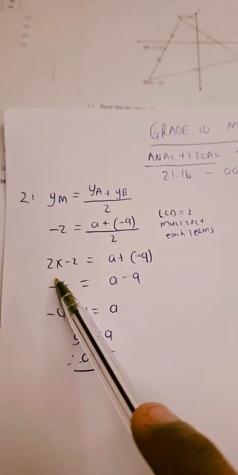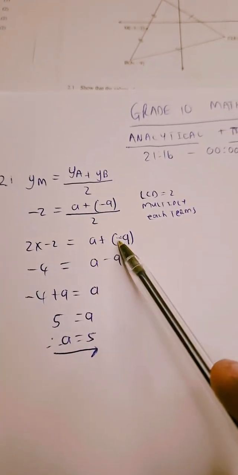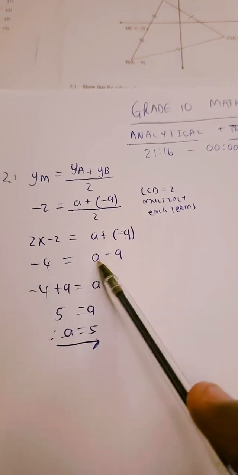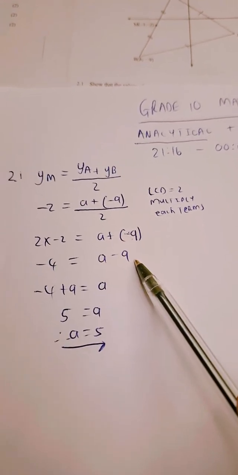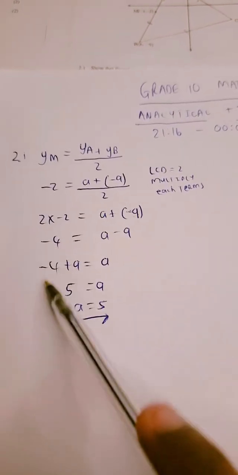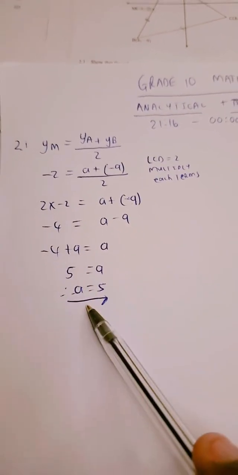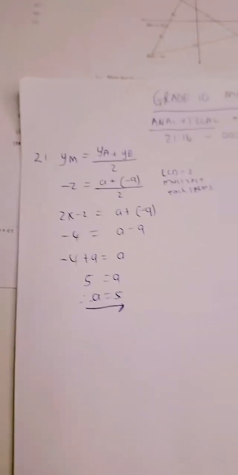Cross multiply. 2 times negative 2, negative 4. A plus minus 9, positive times the negative is a negative, negative 9. Then I take the negative 9 over, negative 4 plus 9 gives me positive 5. So a is equal to 5. And that's how I get a is equal to 5.